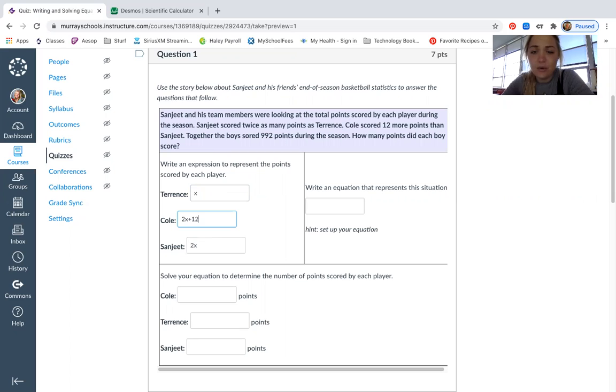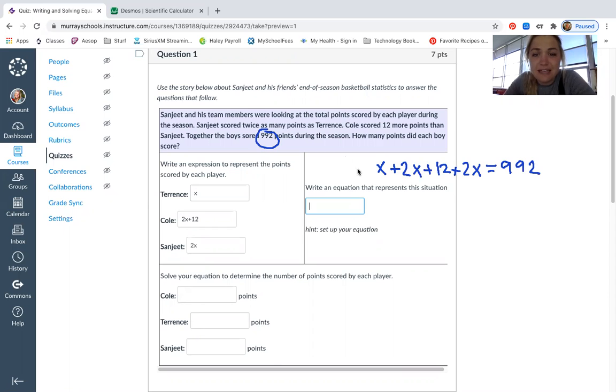Okay, writing an equation to represent the situation. So setting up this equation, we know that we have, and let me write this out, x for Terrence plus 2x plus 12 for Cole plus 2x for Sanjeet. And we know that the boys scored a total of 992 points in the season, so this equals 992. You could type that in there. I am going to simplify it before I type it in.